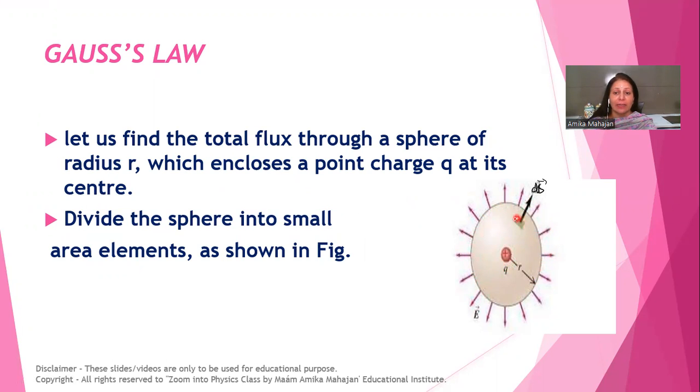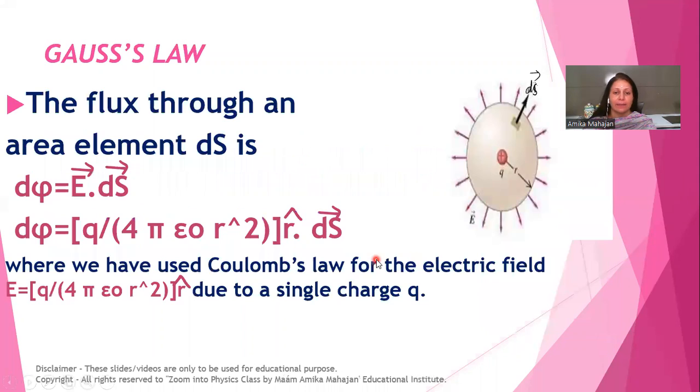And we consider such an element having area ds. So we will first find flux through this area element ds. We know that flux is given by dot product of electric field and area of the element. So d phi is E dot ds.